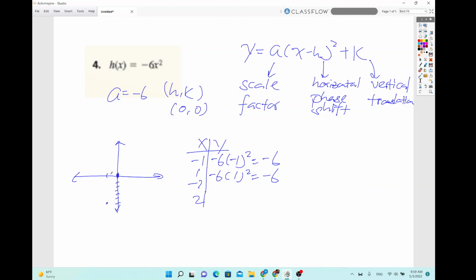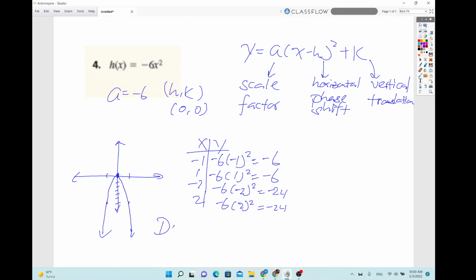And then 1, -6. And then -2, so plug in a number: -6 times -2 quantity squared. So this number turns out to be -24. And the other one is similar. So it looks like this one is all the way down. So the parabola basically connects those three dots, and it shows the graph.